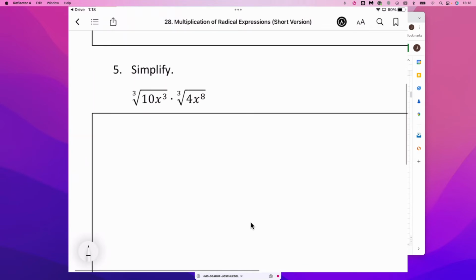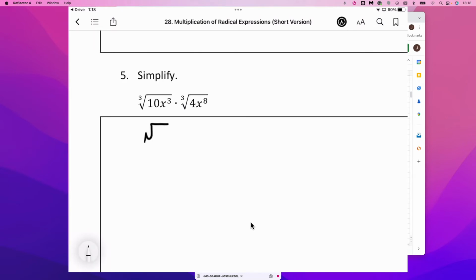So for number 5, I don't think 10 has any factors that has a cubed root, and neither does 4. So I'm just going to go ahead and multiply these like we did the last one. We're going to get the cubed root of 40, x to the 11th. And so I need to think of factors of 40 that have a cubed root. So 8 comes to mind because 2 times 2 times 2 makes 8. Let's try that. Cubed root of 8 times 5.